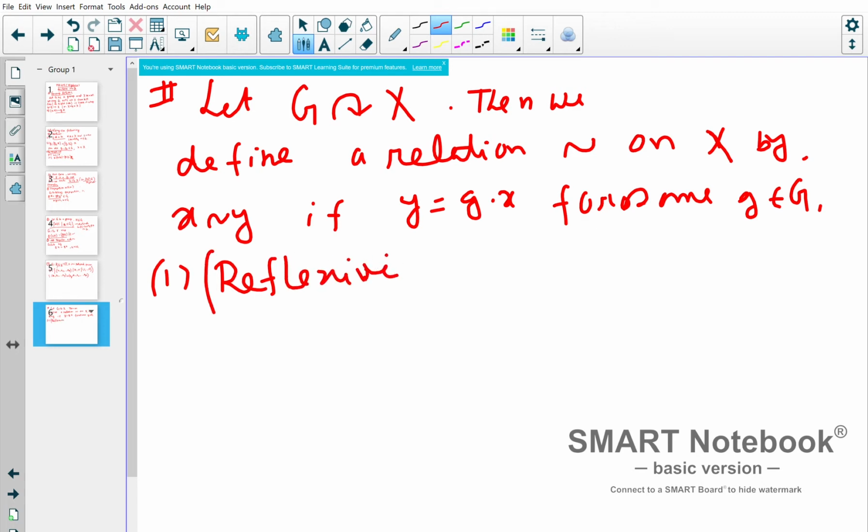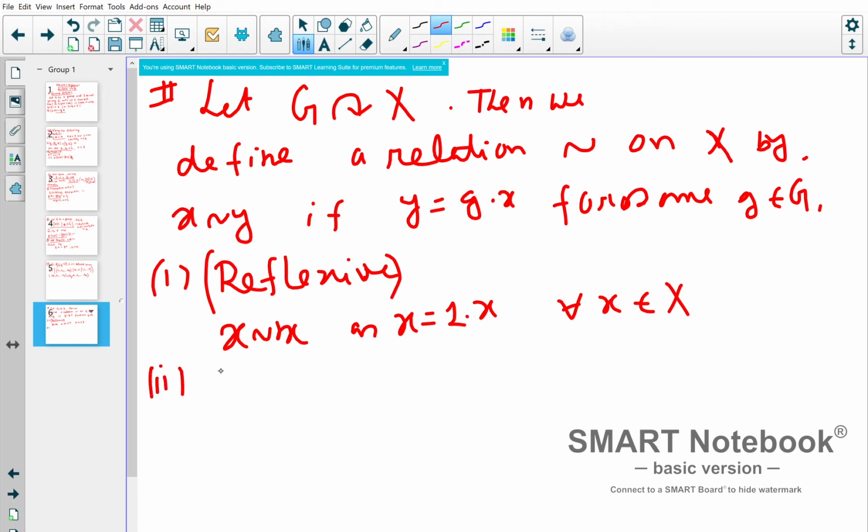So what does that mean? You see that for any x, x is related to x, as you can write x equals identity times x, for all x. That means any element of X is always related to itself. So this is a reflexive relation. And now we check whether it is symmetric or not.